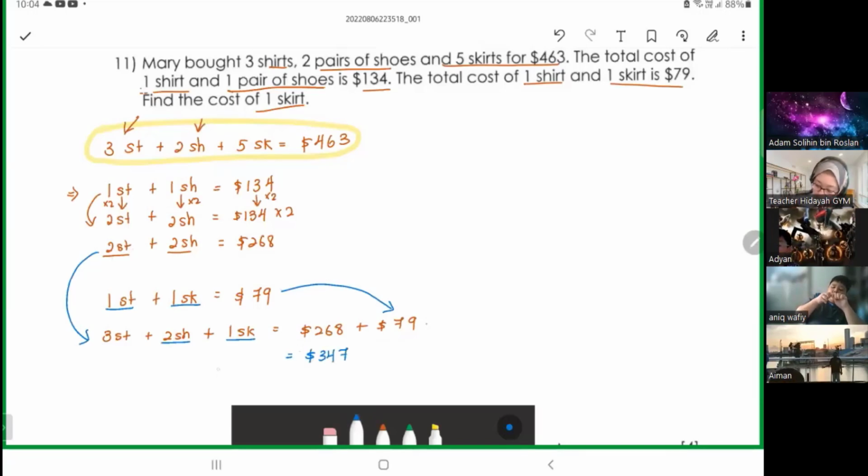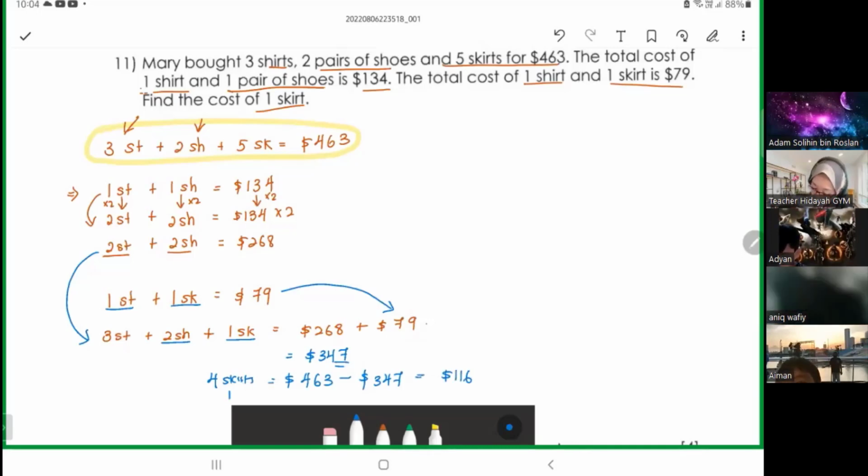So now how many skirts do I have in all? Since I know that one shirt and one skirt is 79, I have a total of 4 skirts. That will be $463, which is the total, minus away your 347 from above, equals 116. So one skirt is 116 divided by 4. Answer is $29. Okay, that's my answer. Copy down.